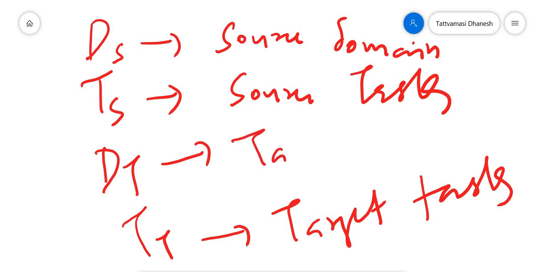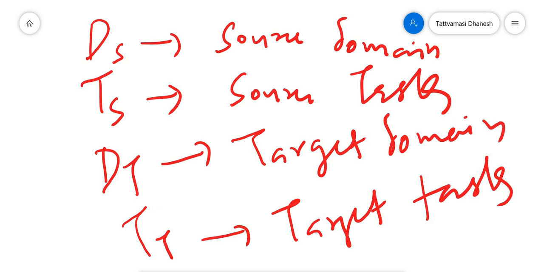This is the target domain. If Ds, Ts, Dt and Tt are the source domain, source task, target domain and target task respectively, then the objective of transfer learning is to enable us to learn the target conditional probability distribution in Dt with the information gained from Ds and Ts.